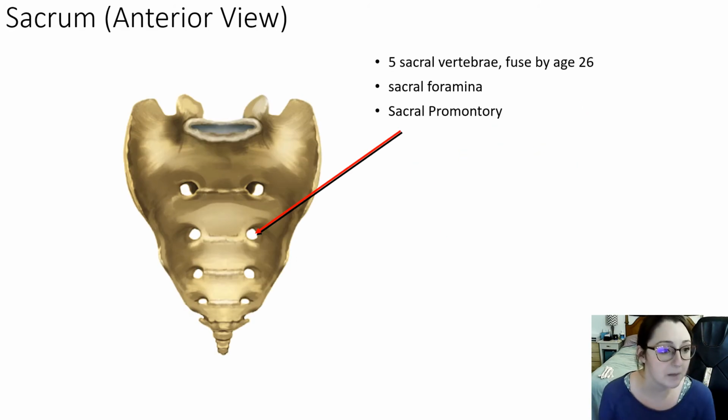So the sacrum is going to be that lower portion of your vertebral column. It is 5 sacral vertebrae that fuse together by the age of 26. I'm currently, at this moment, 27, so my sacral vertebrae have probably already finished fusing. The little holes in between are the sacral foramina. I believe that's all I necessarily wanted you to know.